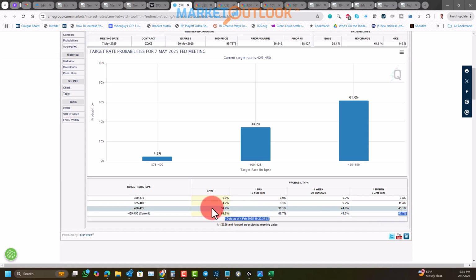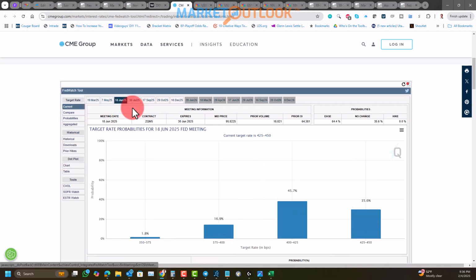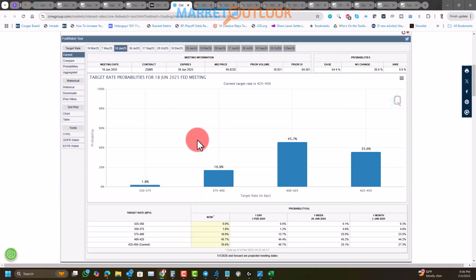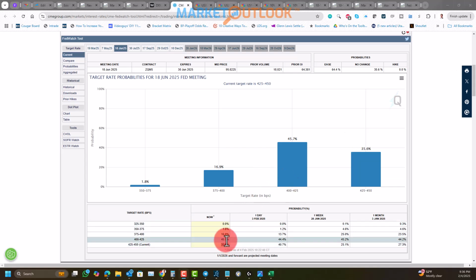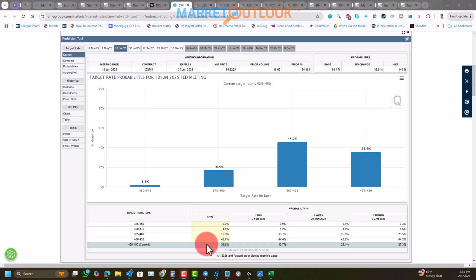We've gone from 42% to 61% for no cut in May, and then June is kind of that important time where they probably could start to cut. And now we were at 40% odds yesterday. We're at 35% odds now. So again, the fact that we don't cut is what makes markets bullish. But as these cuts come off the table, that's what creates the volatility.